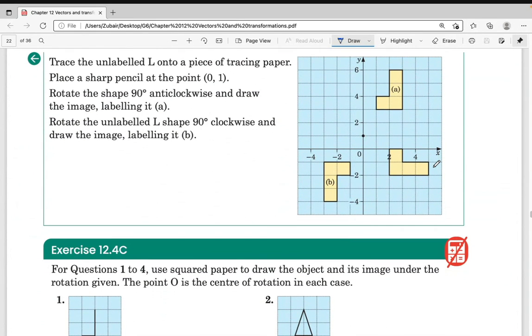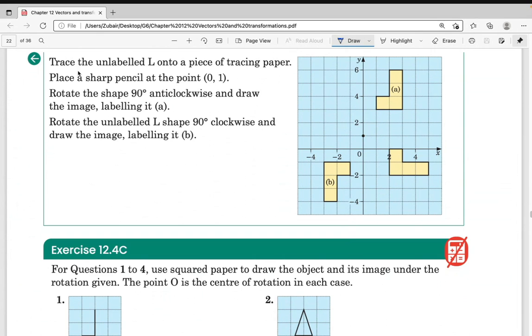Trace the unlabeled L onto a piece of tracing paper. Okay, this is one more way people use tracing paper. So you lay the paper on top of it and then just keep it pinned down at the center and rotate it by 90 degrees and you'll see where it lands.